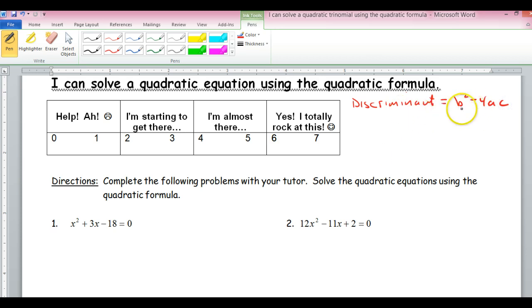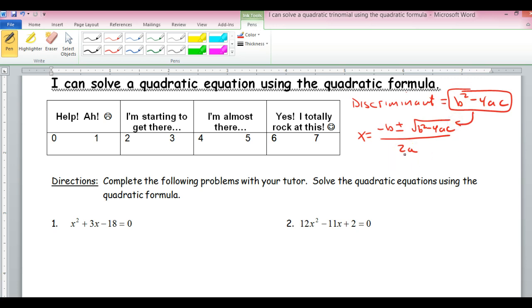Now this is nice because it not only gives us a value that we have to plug in, but it also tells us the number of solutions the quadratic will have. Remember, a quadratic equation can have either 0, 1, or 2 solutions. A lot of us will see the quadratic formula as x equals the opposite of b plus or minus the square root of b squared minus 4ac all over 2a. But if you notice, this discriminant is right there.